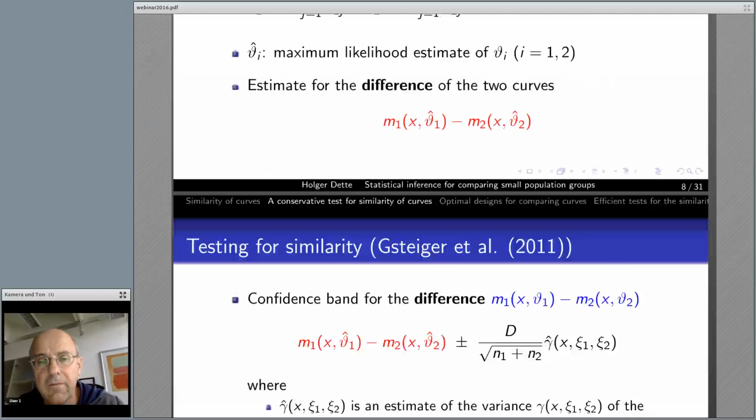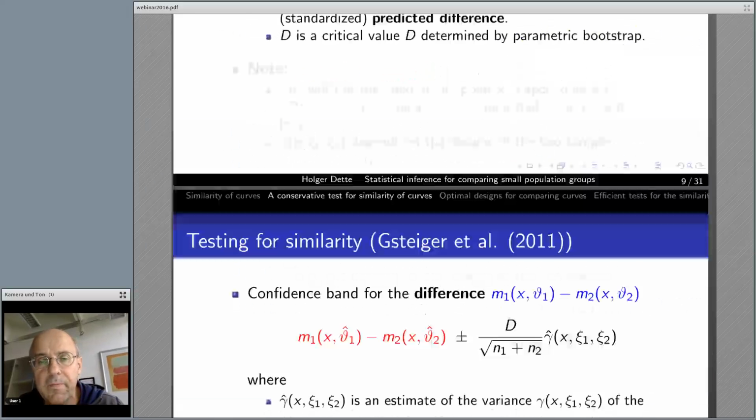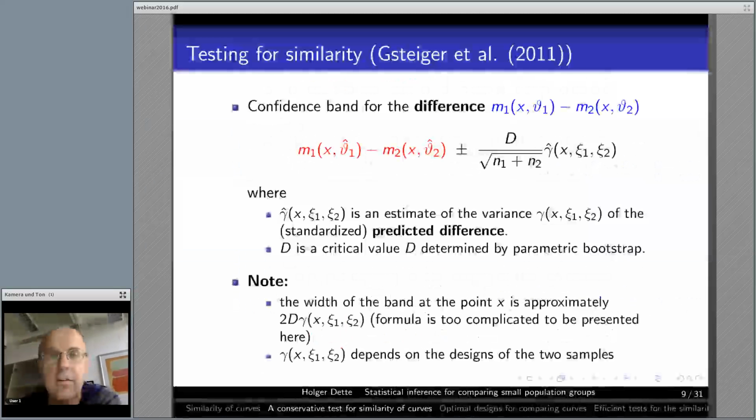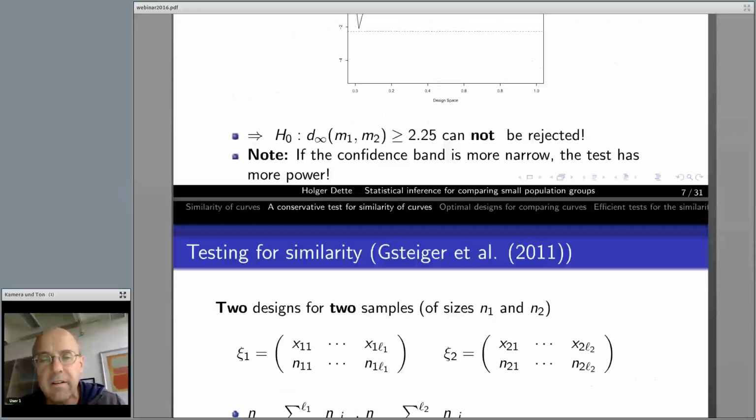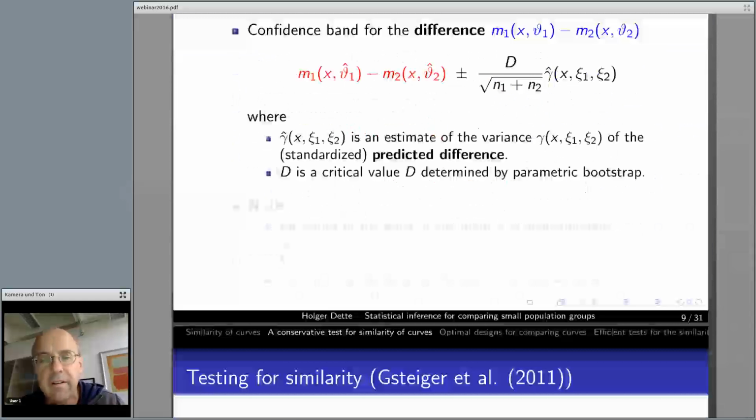All right. So now to get the confidence band, we need. Why is that not readable? I don't know. Now it's better.